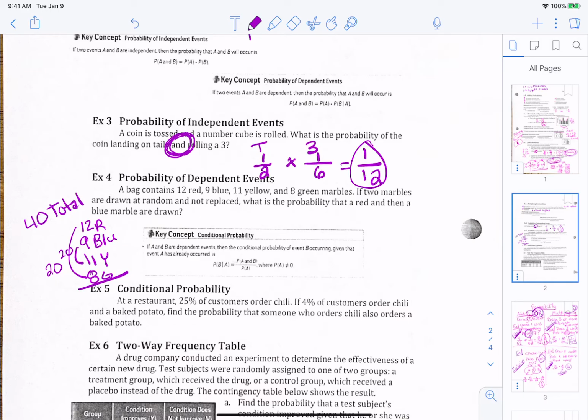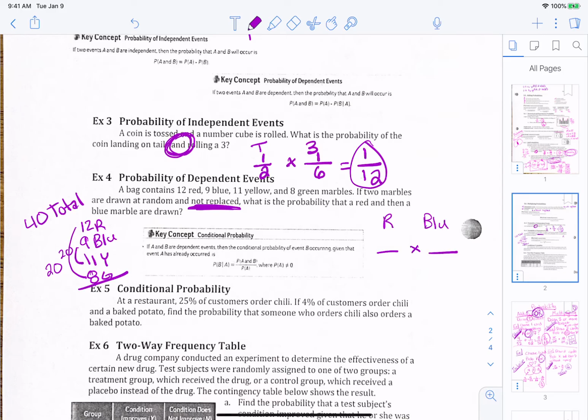What are we doing? Marbles? 40 total marbles. If 2 marbles are drawn at random, and circle that word or underline that word, not replaced. We are not replacing. What is the probability that a red and then a blue are drawn? So I'm going to write red up top here and then blue off to the side.